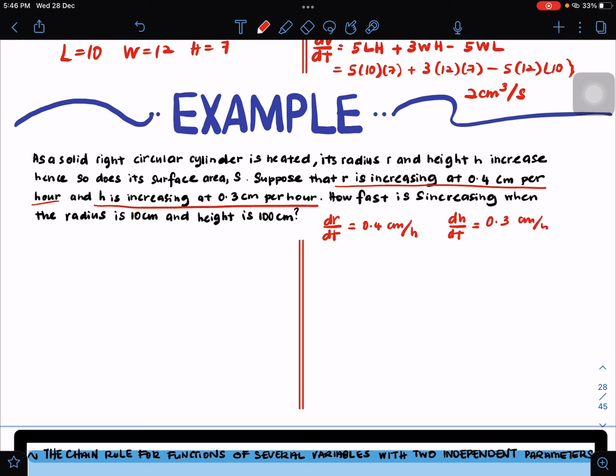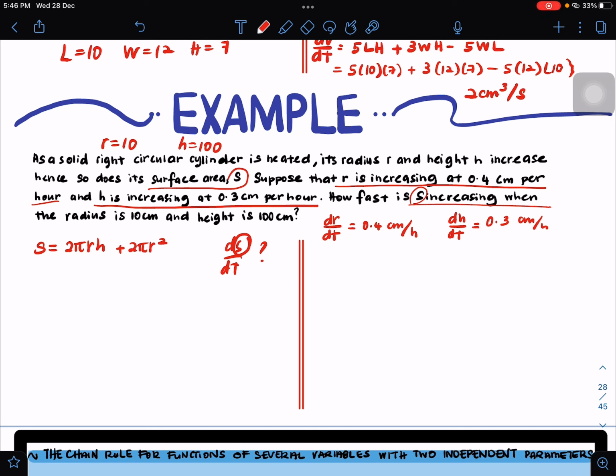How fast is S increasing? Dia tanya tentang surface area S. So apa formula surface area untuk right circular cylinder? Dia punya formula adalah 2 pi r darab h, tambah dengan 2 pi r square. Okay, sekarang soalan tanya, berapa cepat S ni increase when the radius is 10 cm. So dia bagi r sama dengan 10 and height sama dengan 100. Dia tanya kita dS dt, kadar perubahan surface area kepada masa.